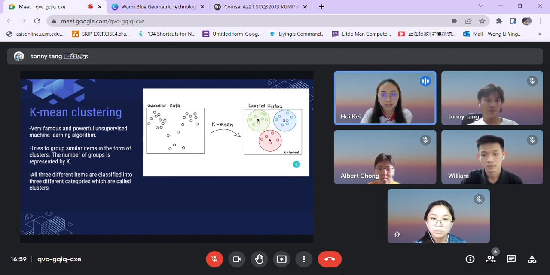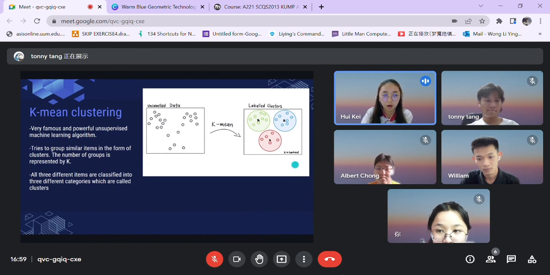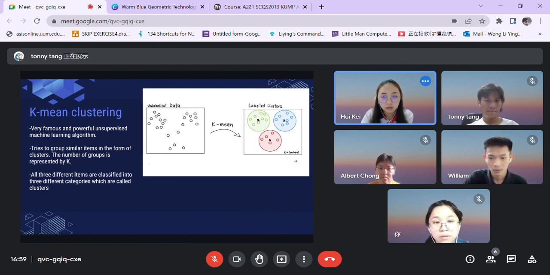The first figure shows the data before applying the K-means clustering algorithm. Here, all 3 different categories are mixed up. Now, you can all look at figure 2. This shows the data after applying the K-means clustering algorithm. And now you can see that all the 3 different items are classified into 3 different categories, which are called clusters.